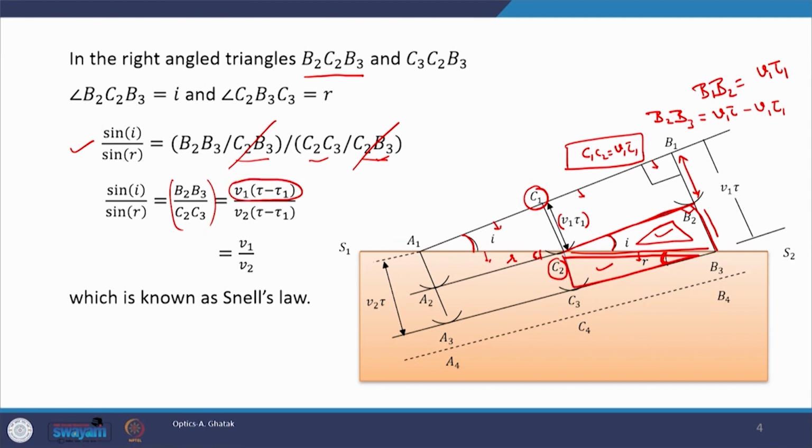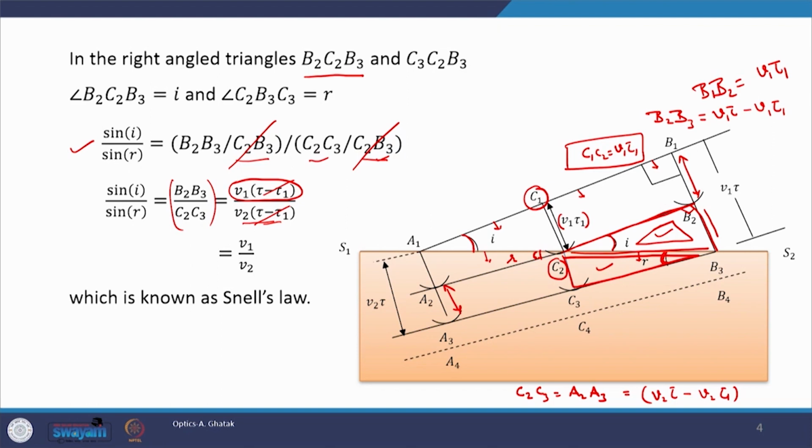Now similarly, c2c3 would be equal to a2a3, and from here we can get that c2c3 is equal to v2 tau minus v2 tau 1. Okay, this is what is written here. Now from here the (tau minus tau 1) will go away and we will have v1 by v2, which is our Snell's law.